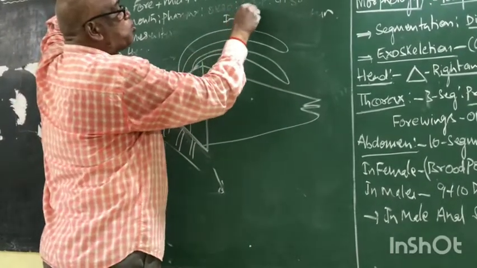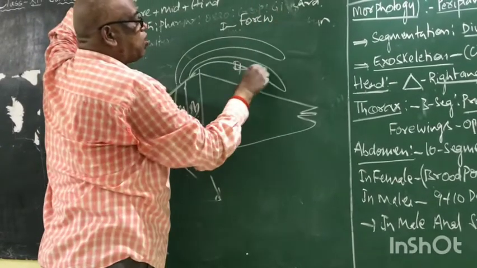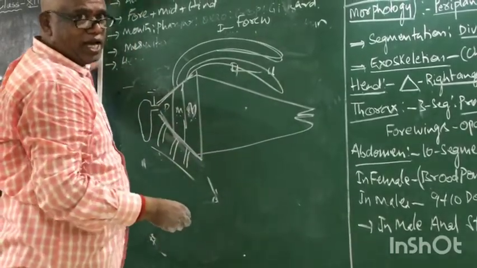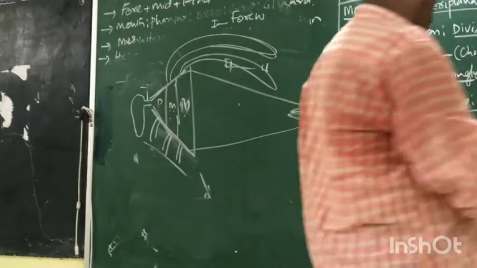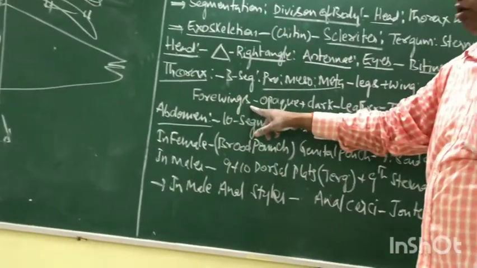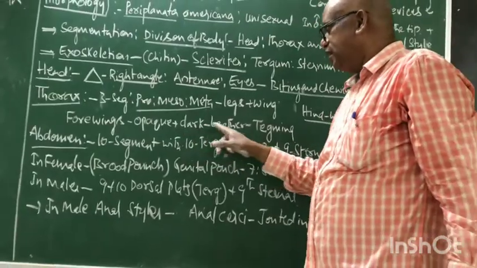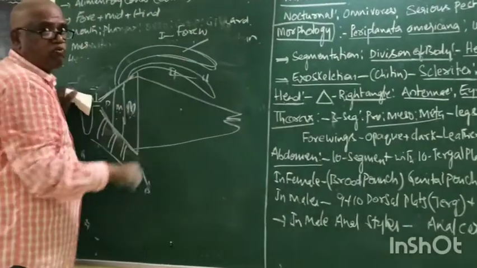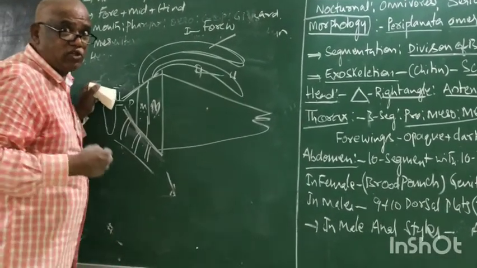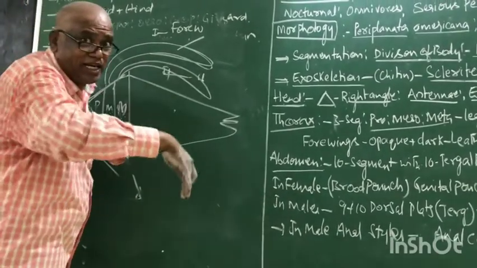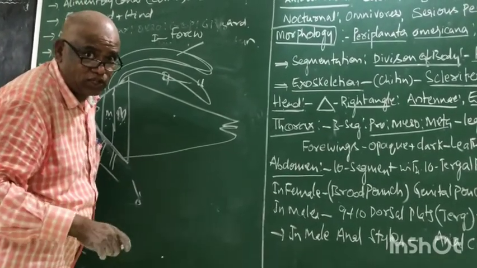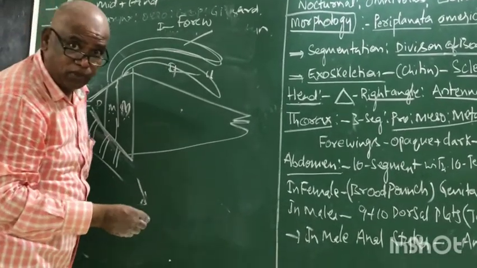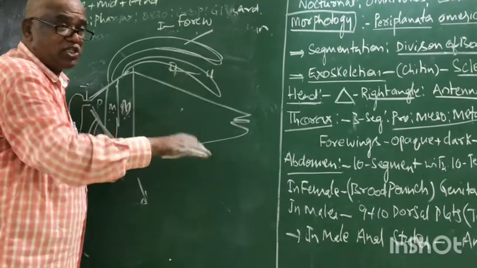The first pair of wings is called forewings. The forewings are opaque, dark, leathery. They never help in flight. But what is the use? In resting condition, they cover the second pair of wings. The second pair of wings helps in flight.